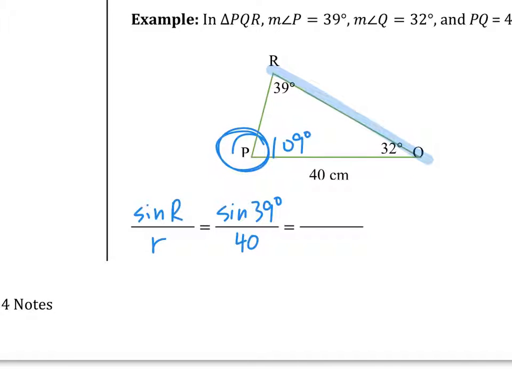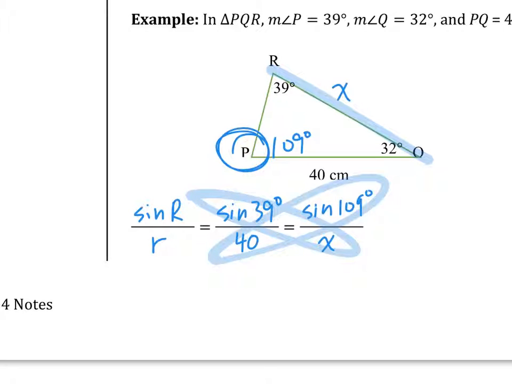So we can say that ratio sine 39 over its opposite side is the same as sine 109 over its opposite side, which is the side that we want. Let's call this x. This is what we want. So this is sine 109 degrees over x. The ratio of sine 39 over 40 is the same as sine 109 over the unknown. Now it's just cross multiply again. So you want to set it up. Don't take shortcuts with your cross multiply.